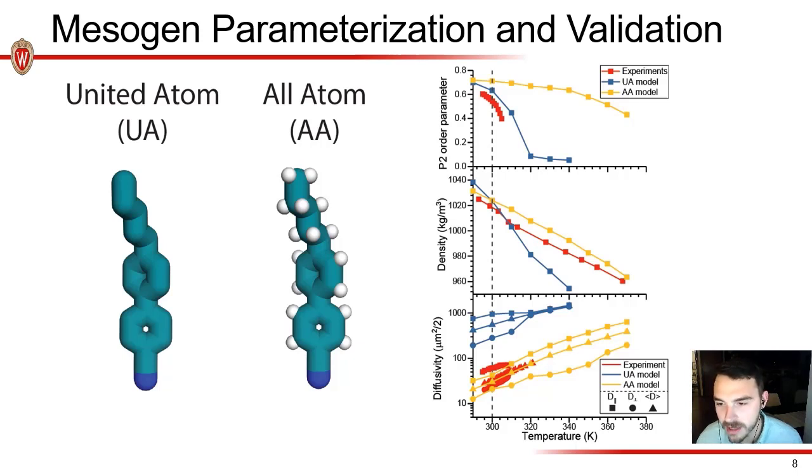Additionally, when we measure the diffusivity, the united atom model overpredicts the diffusivity of the mesogens by an order of magnitude. And since we want to measure transport coefficients, inaccuracies in the diffusivity can be quite problematic. Whereas for our atomistic simulations, our diffusivities are fairly comparable to that in experiments. So this builds an extra bit of confidence in our model.